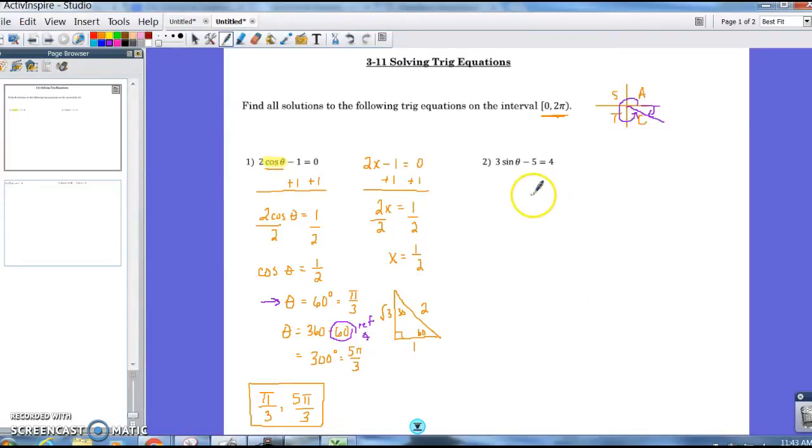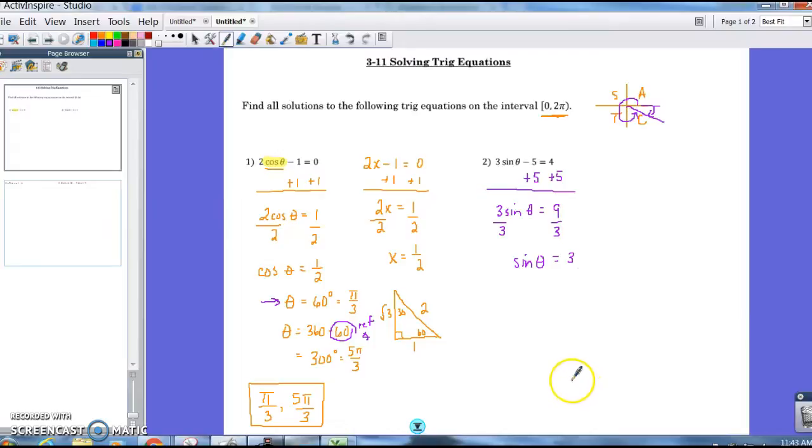Okay, let's go ahead and try another one. In problem number 2, again, I'm going to do that same thing. So I'm going to add 5 to both sides. And here I have 3 sine of theta is equal to 9. And if I divide both sides by 3, I end up with sine of theta is equal to 3.